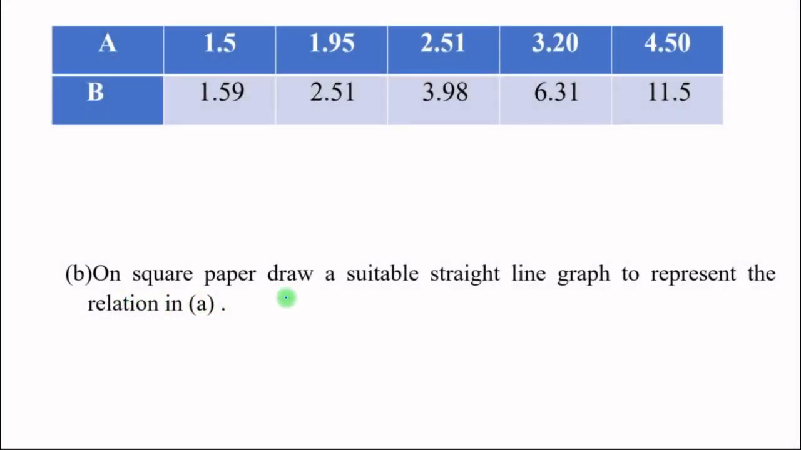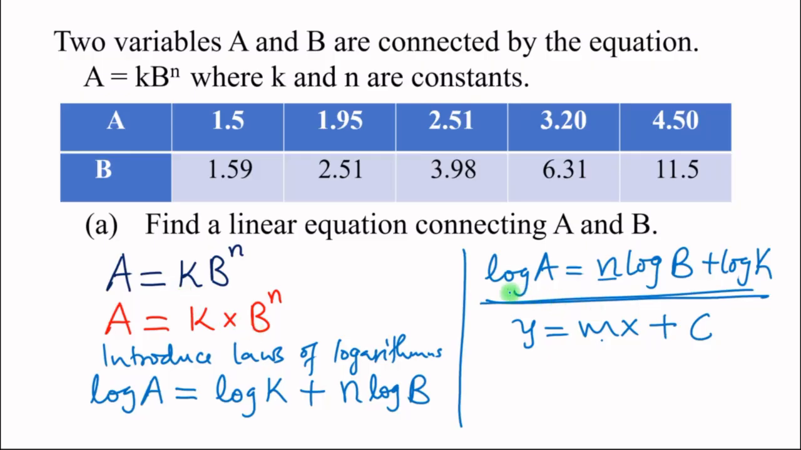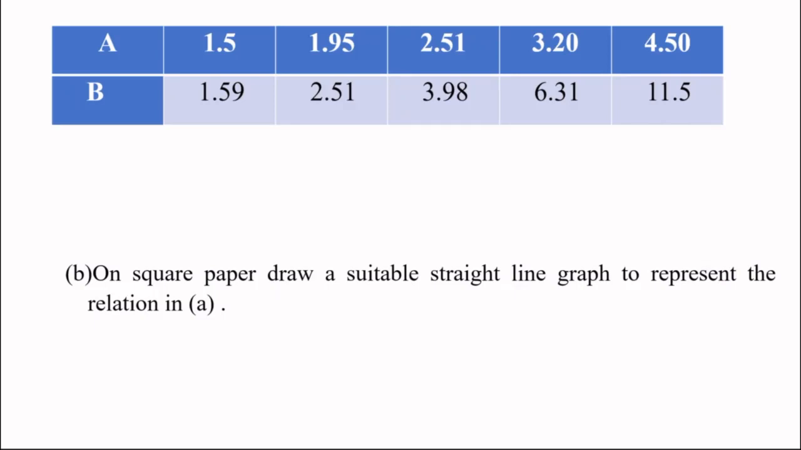So the next part is, on the square paper draw a suitable straight line graph to represent the relation in A. So this is the relation. We need to plot a graph that will represent this relation. So we need to make a table of values of log A and log B.